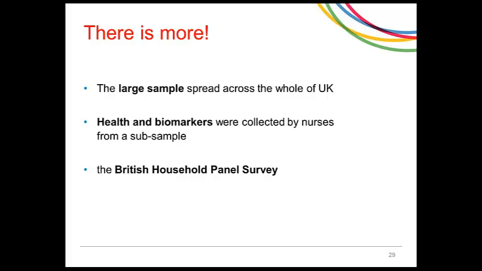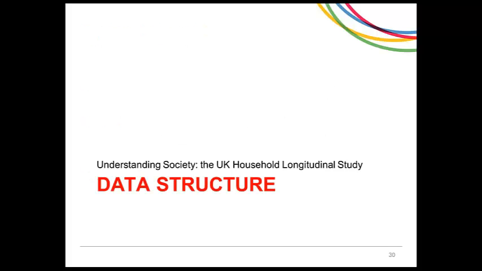Now, some of you may already know about the BHPS, which was a similar longitudinal household survey that started in 1991. Individuals were interviewed every year until 2008. This sample has become part of Understanding Society since its second wave, that is since 2010. You can use this subsample to analyze long-term changes in people's lives, that is since 1991. Now I'll talk a little bit about the data structure, which will be useful both for analysis and for looking through the online documentation.